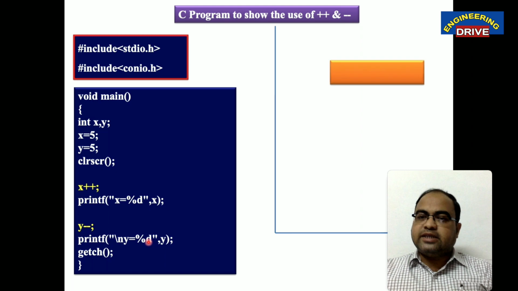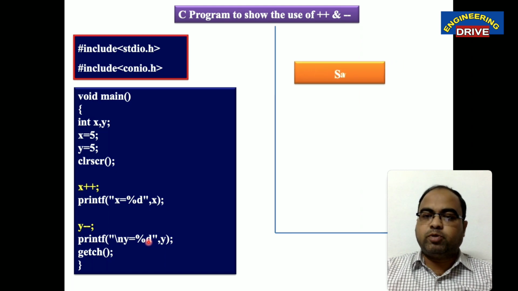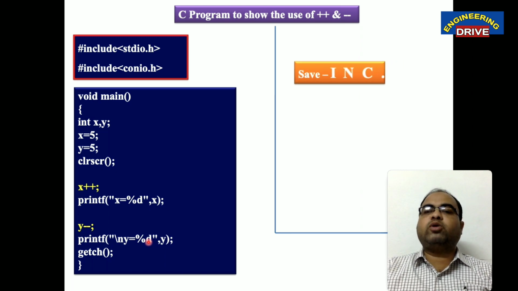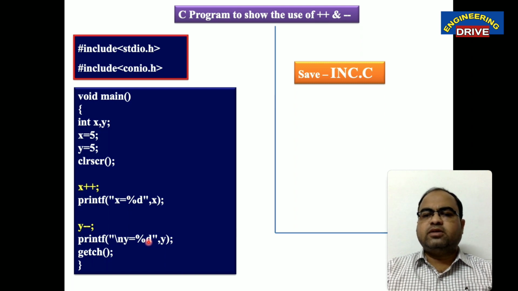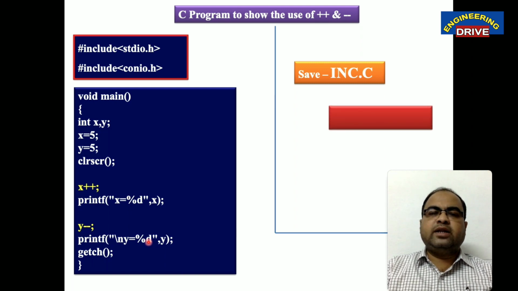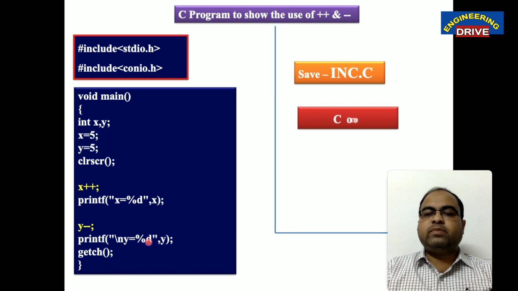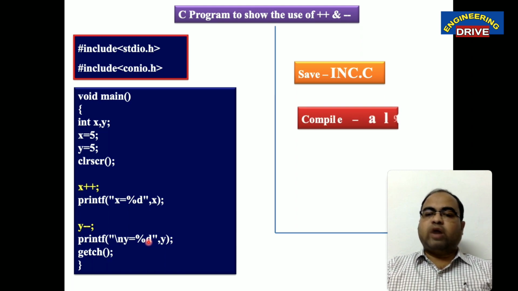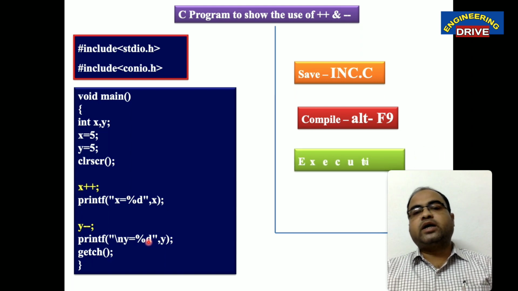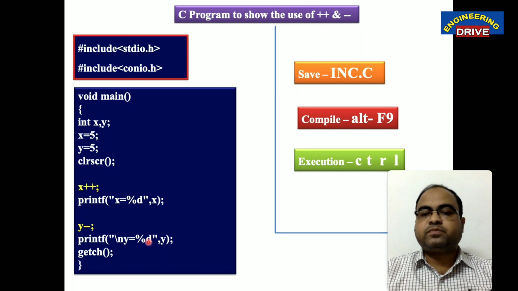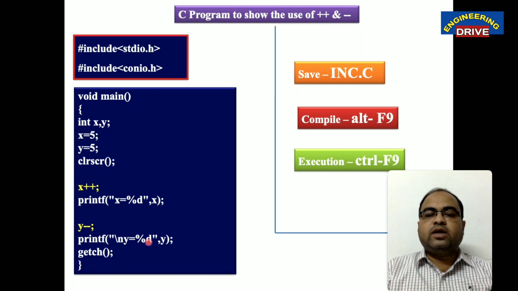So let us save this program first in order to see the output. Okay, I am going to save this program with some name. Let us say inc.c, increment.c is the name of the program, and then I am going to compile this program. So Alt F9, the shortcut keys, and then I am going to execute this program, that is Control F9. Okay, now let us see the output.